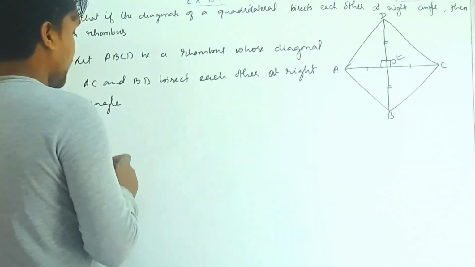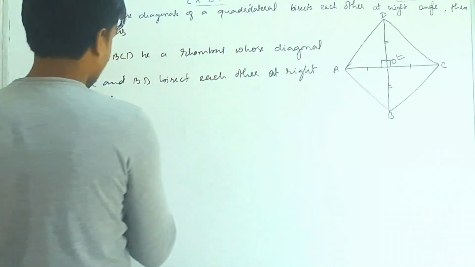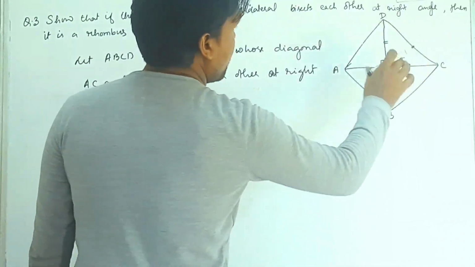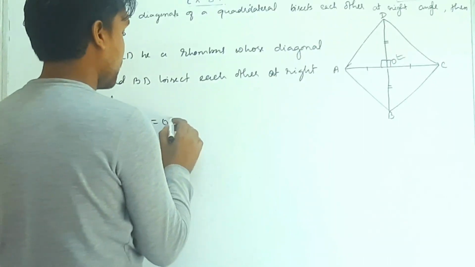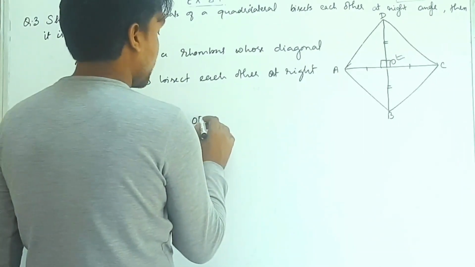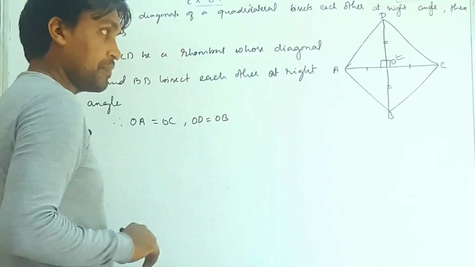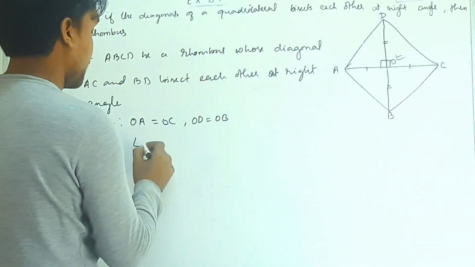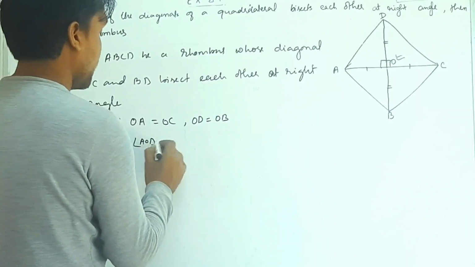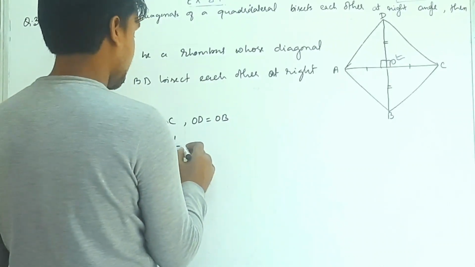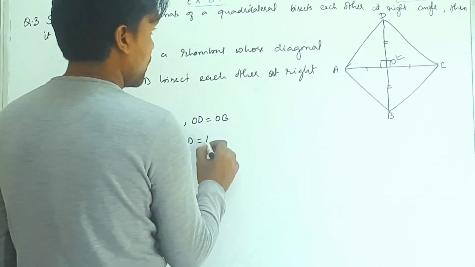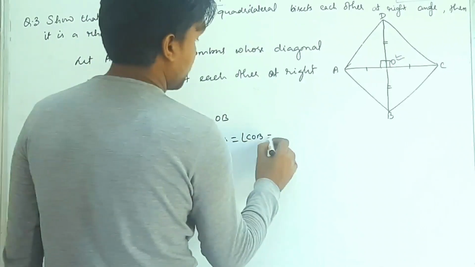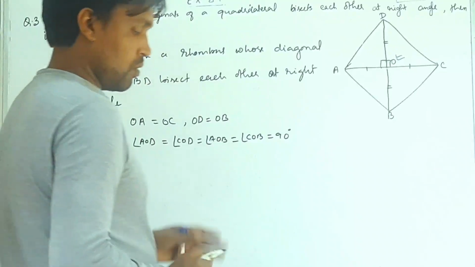Fine. So if these things are there, then what will happen? Since they are bisecting each other, and bisecting means dividing into two equal parts, AO will be equal to OC, and OD equals OB. And since they bisect each other at right angles, angle AOD equals angle COD equals angle AOB equals angle COB equals 90 degrees. Okay dear students, so we have mentioned these things.